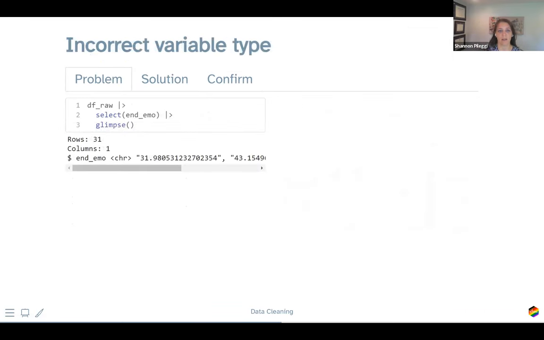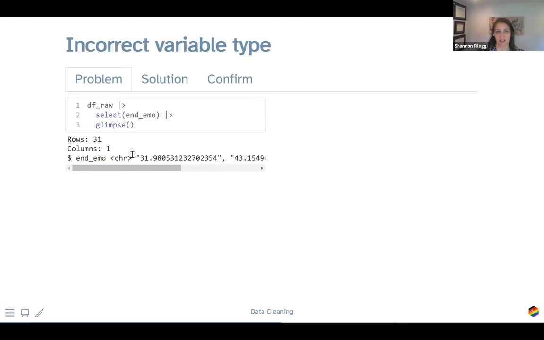Another thing that you'll see here is an incorrect variable type. So Crystal talked about how variable types or classes of variables are super important when you're working in R to make sure you can do what you need to do with the data. So here we have end emo, which, correct me if I'm wrong again, Peter, represents the end emotional score, I believe, for these subjects. And you can see here, for some reason, it looks like a number, but we have these quotes around it. So it's clearly read in as a character.